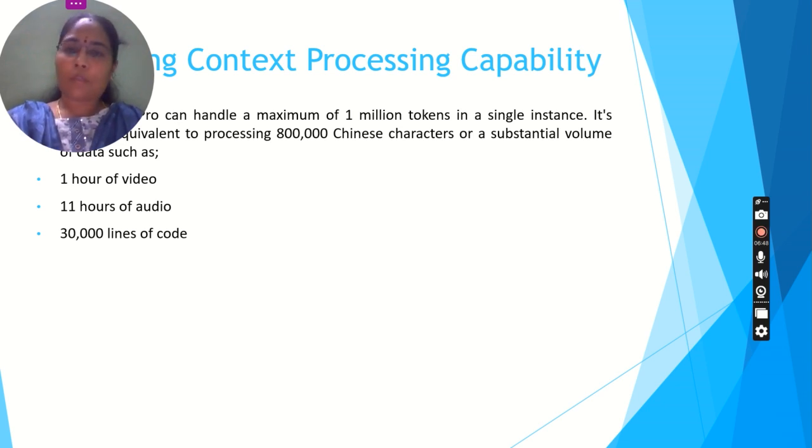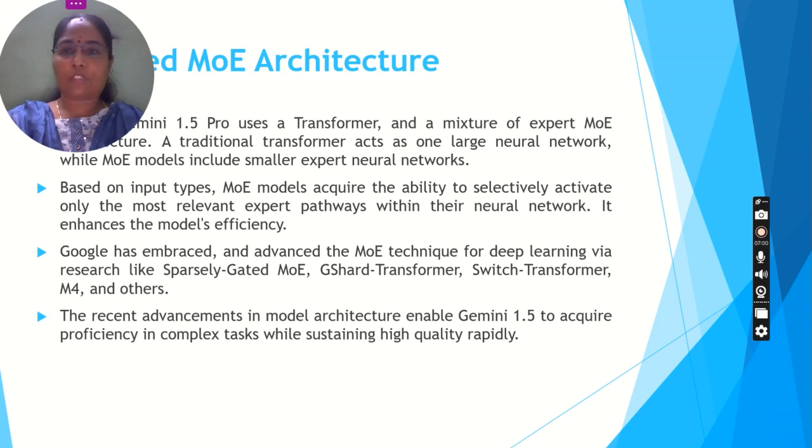So as of now, 1.5 Pro is having the context of 1 hour capacity of video, and 11 hours of audio, and 30,000 lines of code it can process at the single time, and it can give you the outputs. So what is this MoE architecture? As we already know, this mixture of experts architecture is able to combine all the neural network, deep learning kind of thing, machine learning kind of thing, and it has various features also in this Gemini 1.5 Pro.